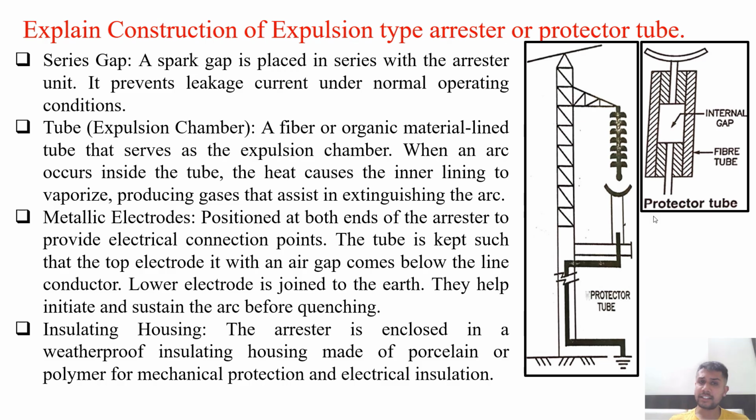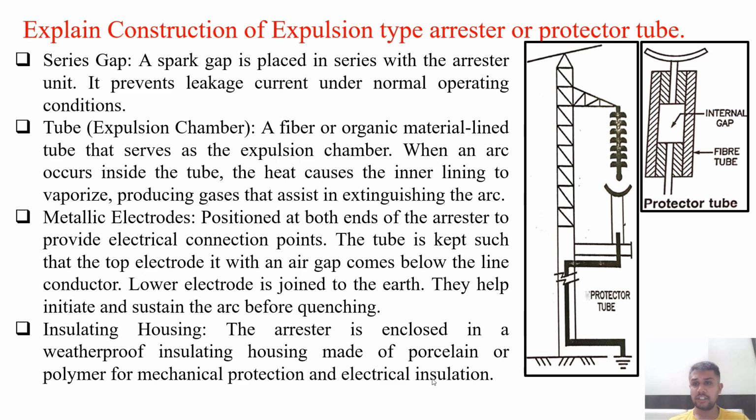It prevents leakage current under normal operating conditions. A tube or expulsion chamber like this. The tube is a fiber or organic material lined tube that serves as the expulsion chamber. When an arc occurs inside the tube, the heat causes the inner lining to vaporize, producing gases that hit the inner walls of the chamber and assist in extinguishing the arc.